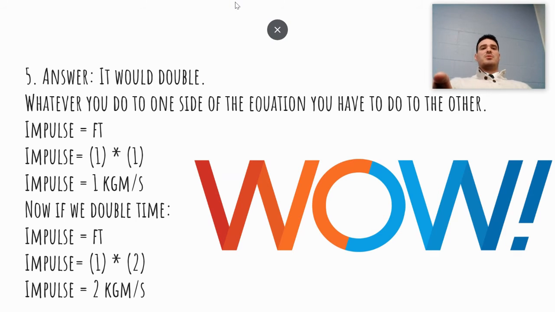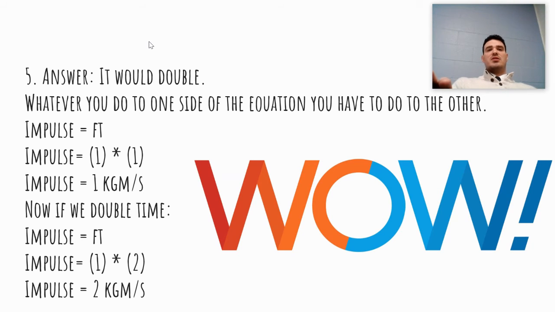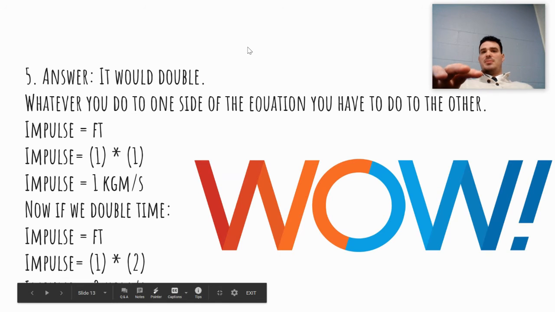So here we just sort of did it. I'm going to plug in ones for these examples. So in this first scenario, we have an impulse and we do force times time. And we're plugging in 1 for everything. So we have 1 times 1, and that gives me an impulse of 1. Now, what would happen if we doubled time? Impulse equals force times time. And we have 1 times 2, and that gives me an impulse of 2. So because force and time are on different parts of our equation, that is why we end up getting that answer of our impulse doubled there.